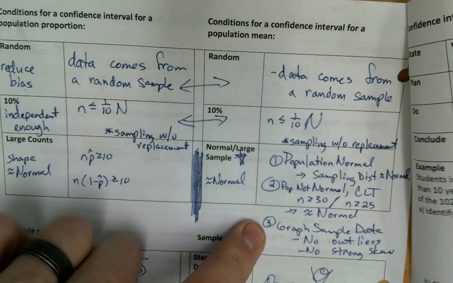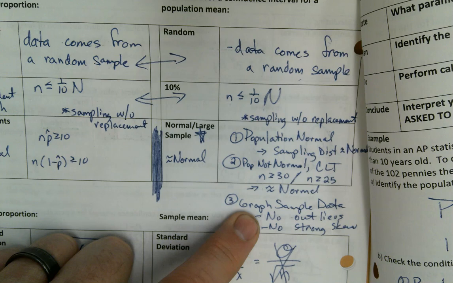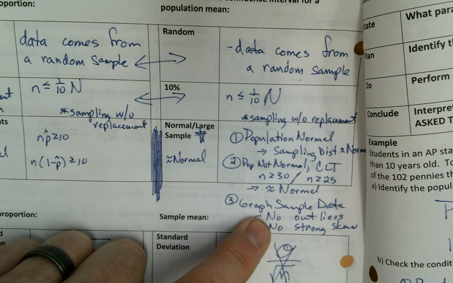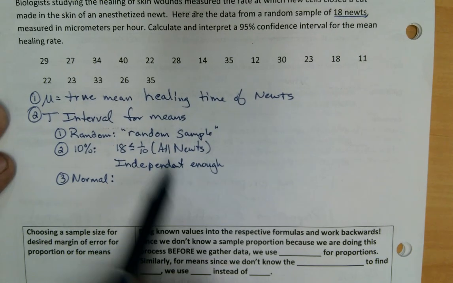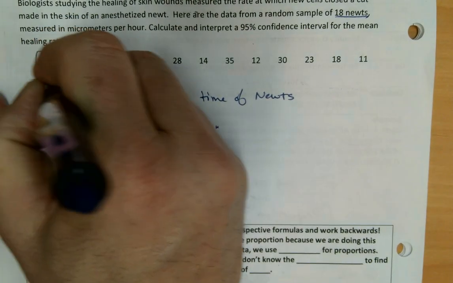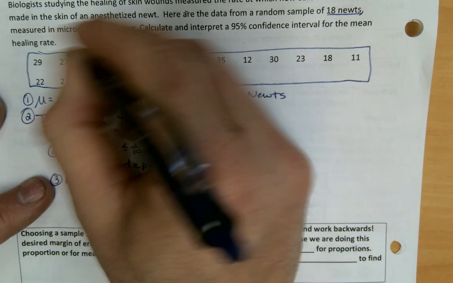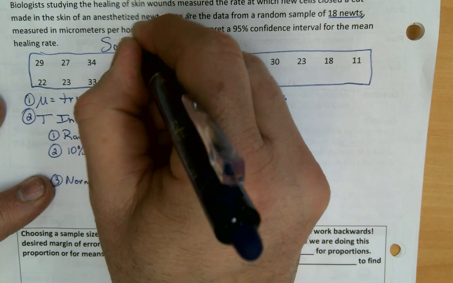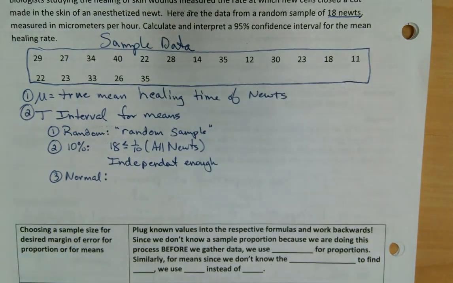to that 3rd level. So, because we only had 18, we have to graph our sample data and make sure there's no outliers or no strong skewness. So how do we graph our sample data? Well, these data points up here, this is my sample data. It's the data that I collected. So how do I graph that data?